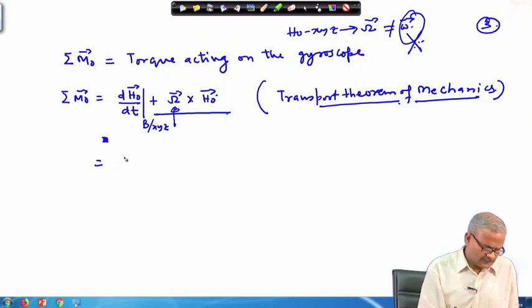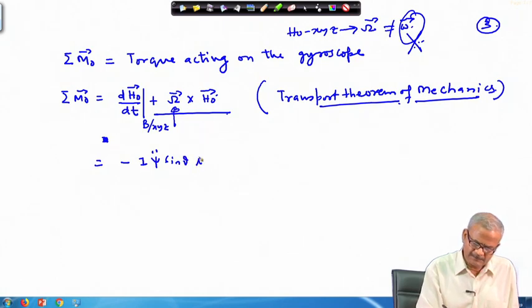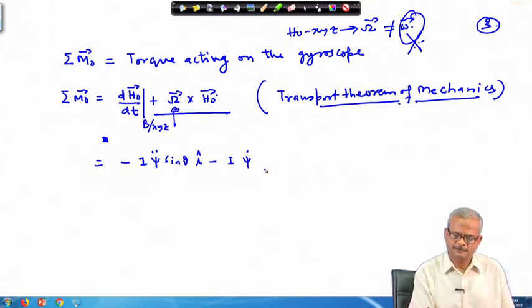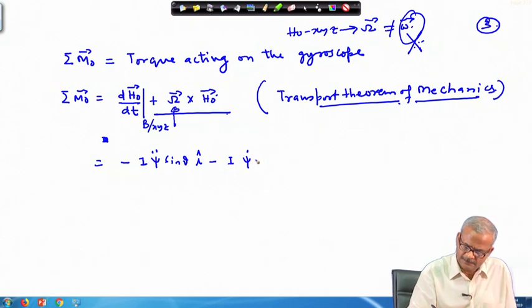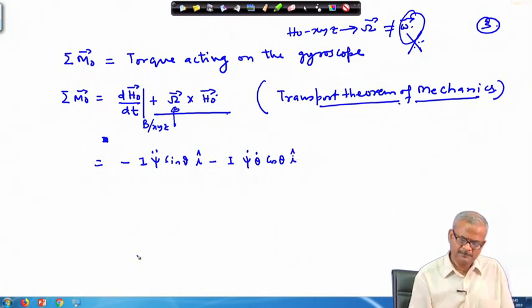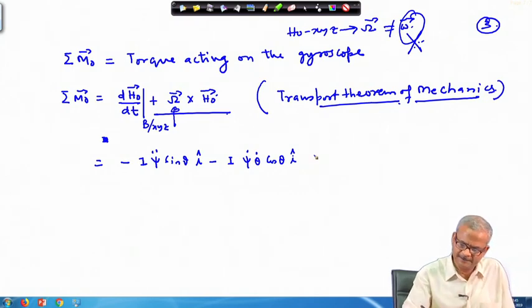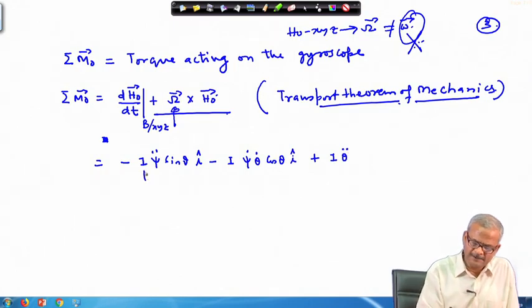Once we do that, that becomes minus I times psi double dot sin theta times I cap minus I times psi dot. Then sin theta we have to differentiate, so that becomes cos theta. First we will put theta dot here. So, psi dot theta dot times cos theta times I cap. This is the first term, differentiated. The second term is I times theta dot only, so this is theta double dot. I is not getting differentiated.